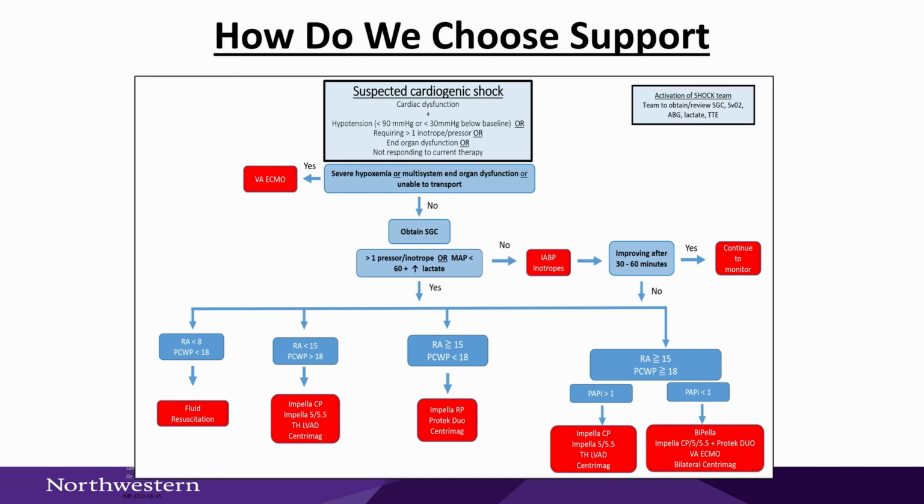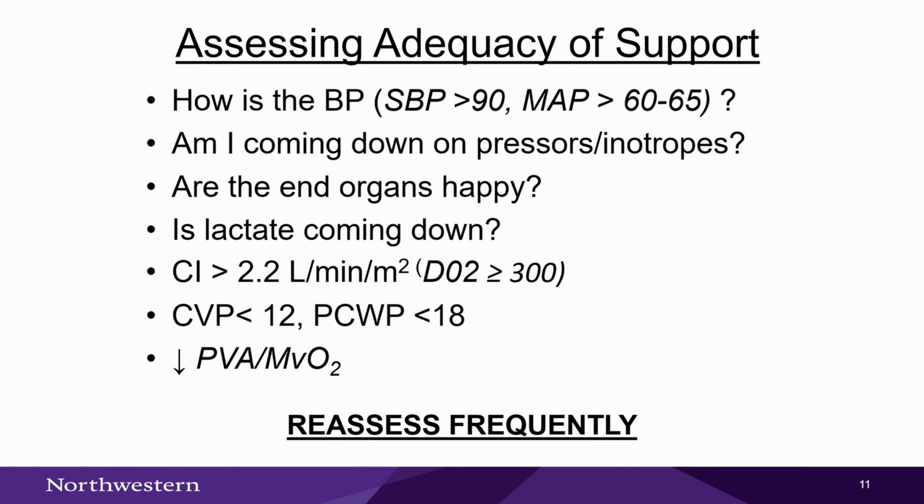So we use this just to guide our thinking, but we really are individualized. How about assessing adequacy of support? One is, you have to assess very frequently, but what we assess: how is our blood pressure? Am I coming down on inotropes and pressors? Are my end organs happy? Is the lactate coming down?